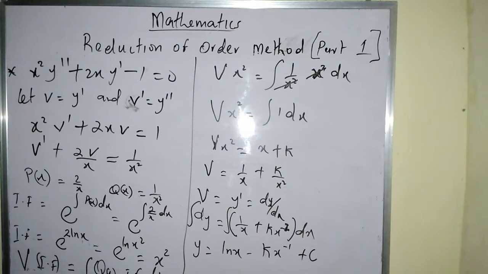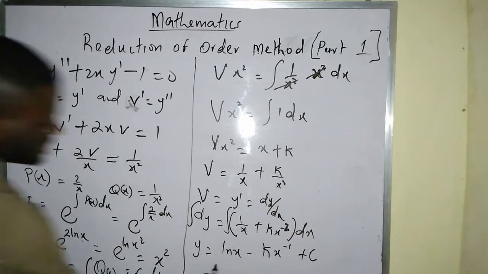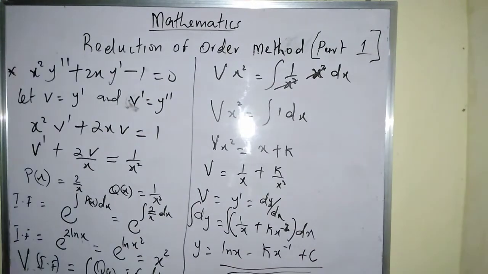Where k and c are constants, please just note that they are k and c. Since I have that, I can now present my answer as I want it. That is my final answer. I don't need to go any further.